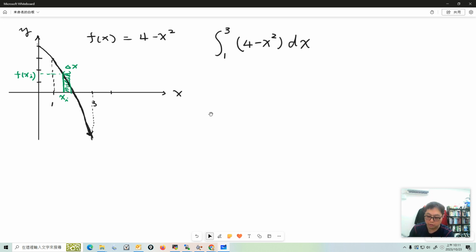In the previous video we already said that doing the integration is calculating the area under the curve. Suppose I have 4 minus x squared as a function, and I want to find the area under the curve between 1 and 3. So we use the original method, and we use the right endpoint.